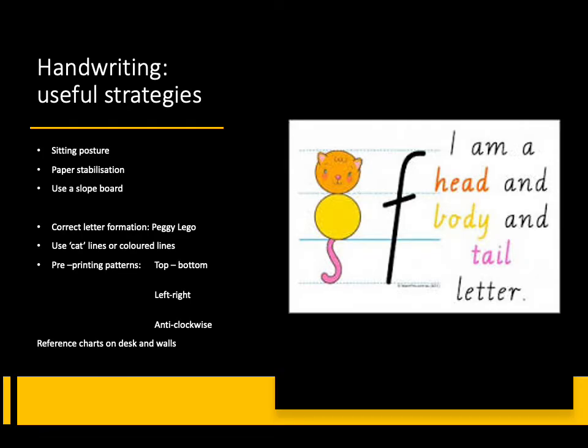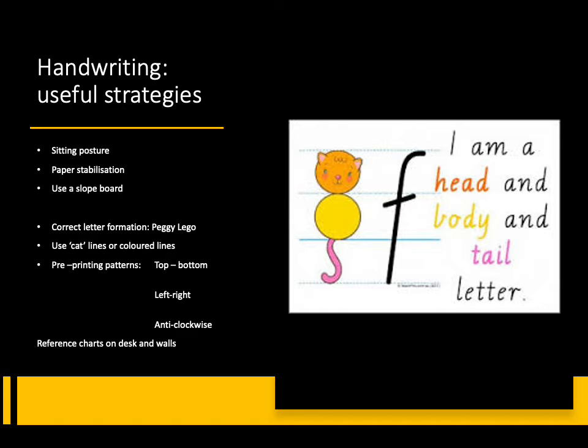So if we're looking at handwriting, we've got things like getting the kids to sit correctly, and there's all these little rhymes that go with that, helping them to put their paper somewhere still. So there's different clipboards you can get. There's lots of different things. There's a slope board that puts it at a different angle so it provides less pressure on their shoulder and their elbow. Using Peggy Lego. So if you Google Peggy Lego, you'll be able to find the cute little rhymes that go with it.